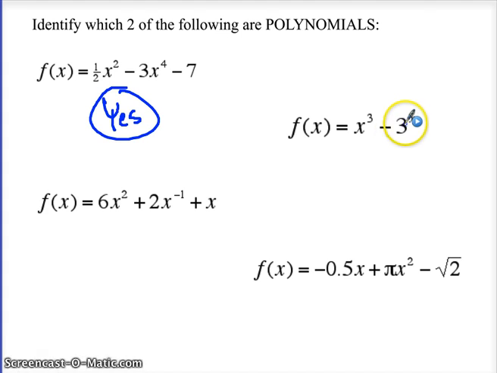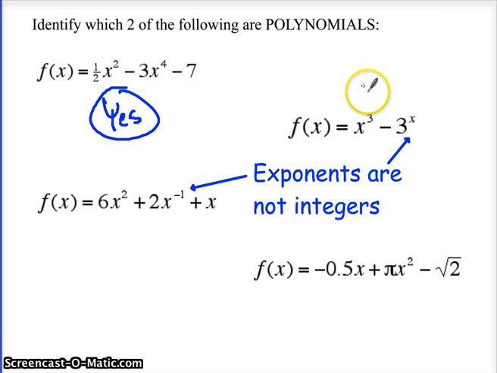Whereas over here to the right, notice we've got 3 to the x power. Since we don't know what x is, we don't know if that's a whole number. And remember, if our exponents need to be whole, this one would not be a polynomial. The exponent's not guaranteed to be a whole number or an integer, right? And in fact, even better than saying integers, we should say whole numbers.